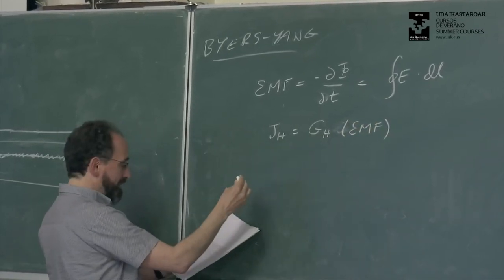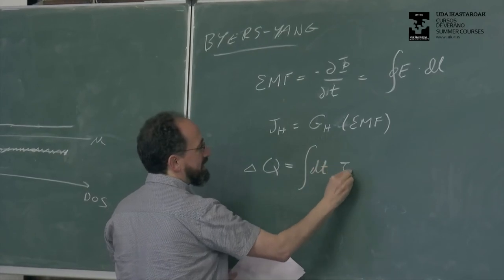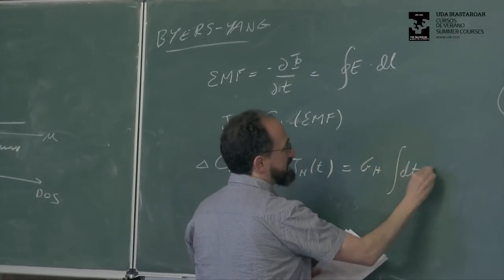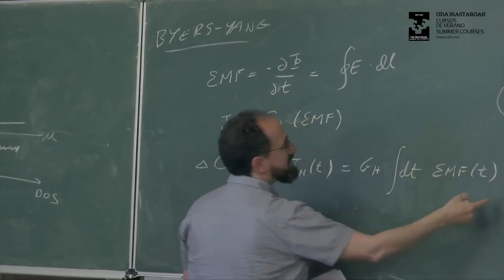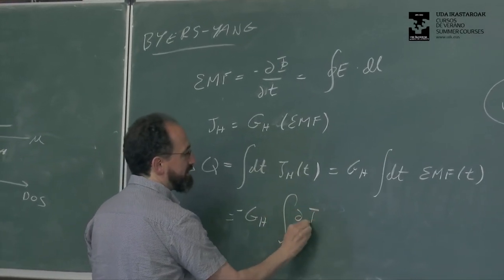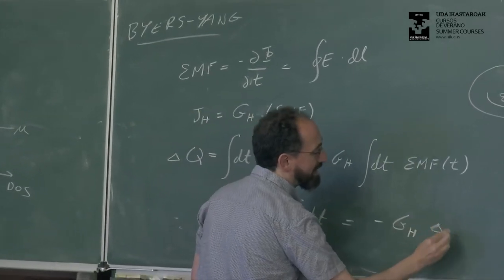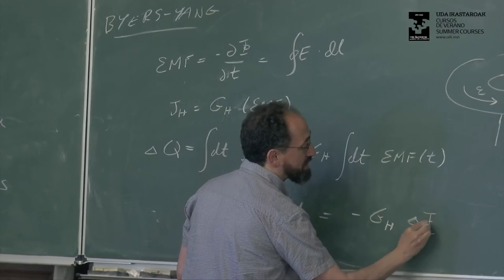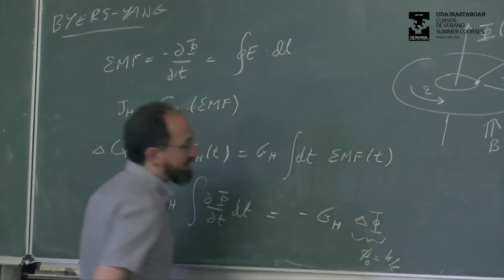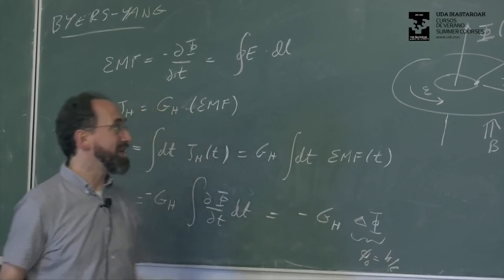And then we will just calculate the total charge that's moved from the inside to the outside. It's the integral dt J Hall of t. J Hall of t is G Hall times EMF of t. The EMF is d phi dt, so this is now G_H, with a minus sign, integral d phi dt dt. So this is now minus G_H times delta phi, which we'll set equal to one flux quantum. So we're charging up that flux until it's exactly one flux quantum, phi naught, which is h over e. Okay? So the amount of charge is given by the Hall conduction times the flux quantum, h over e, moved from the inside to the outside.